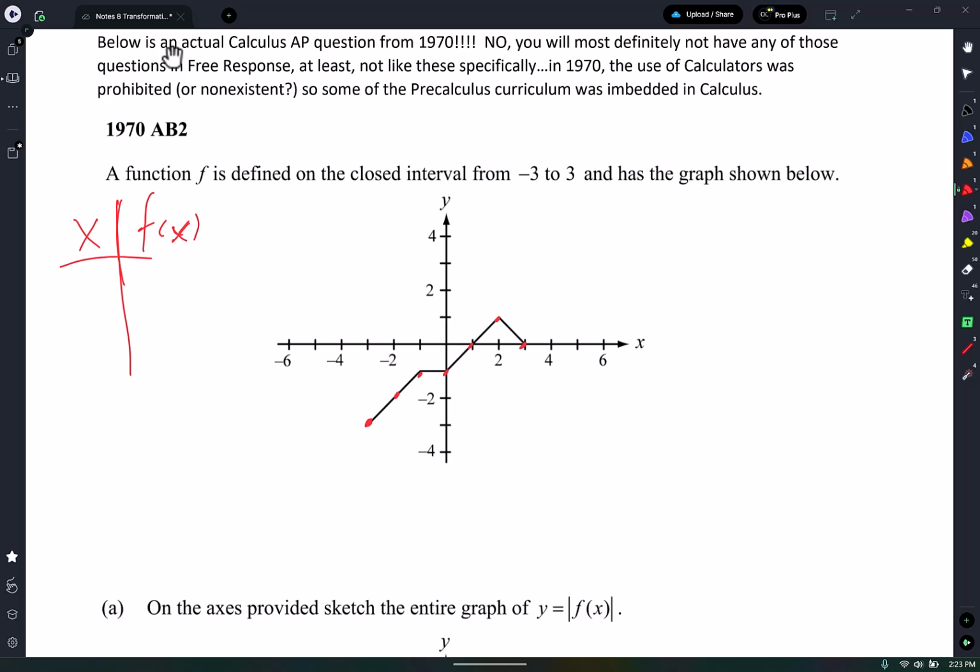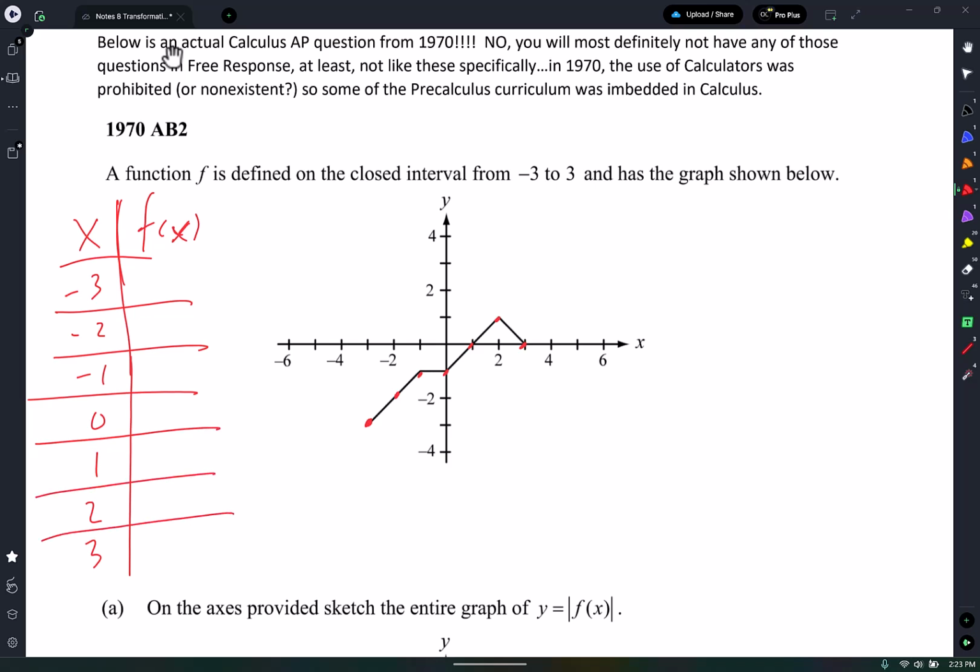I was mentioning the x coordinates: -3, -2, -1, 0, 1, 2, 3. So this means f of -3. F of -3 is -3. Does everyone see how I got that? This point right here is -3 comma -3, so that means f of -3 equals -3.